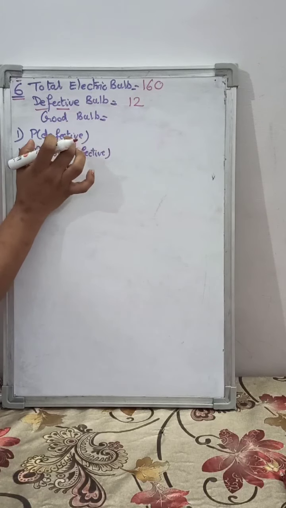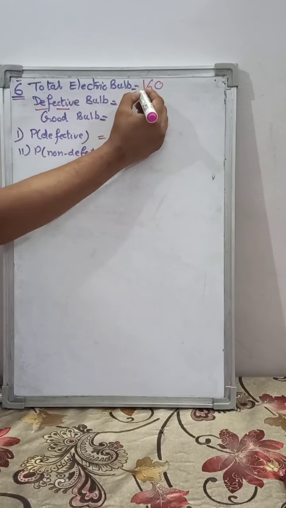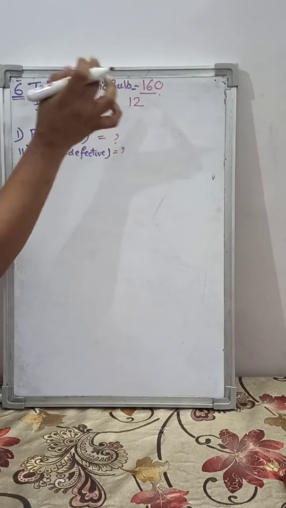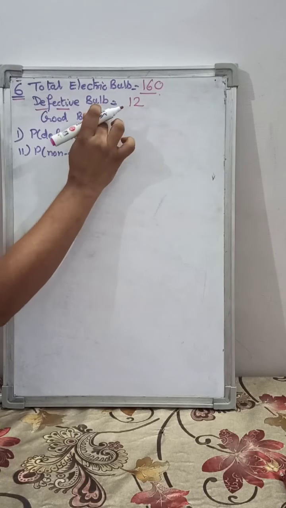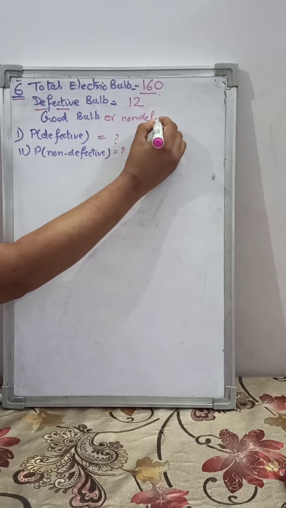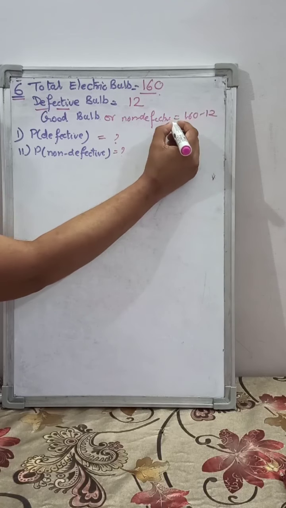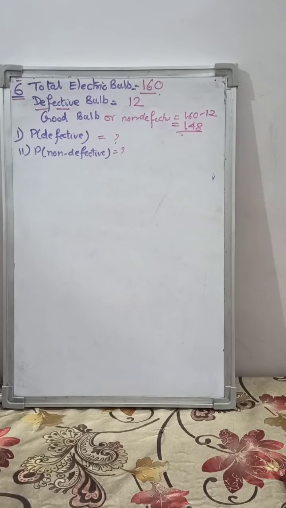So before going to the part of the question, there are 160 electric bulbs total in this box. Defective bulbs are 12. The good or non-defective bulbs will be how many? 160 minus 12, that is 148 bulbs are non-defective.